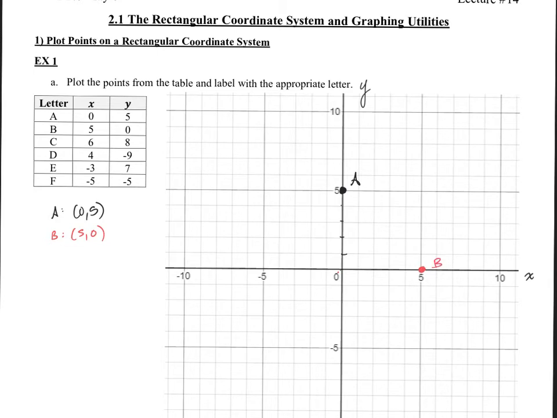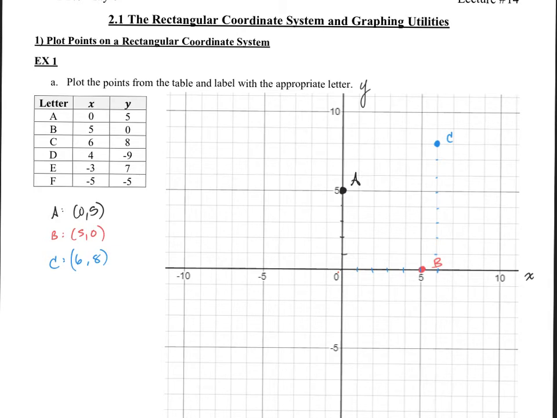Now point C, 6, 8. We move 6 for x, so 1, 2, 3, 4, 5, 6, and then we go up 8 to positive 8. 1, 2, 3, 4, 5, 6, 7, 8. So notice, where am I always starting when I plot points? I'm starting at this point here, which is called 0, 0, also called the origin. So always start there.